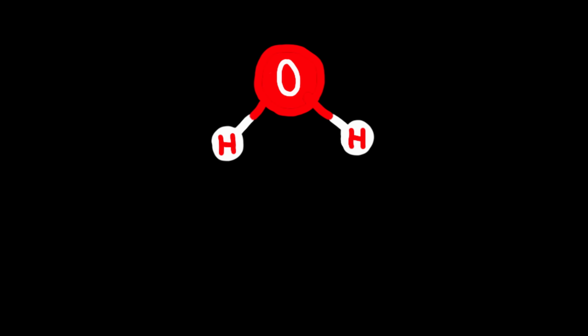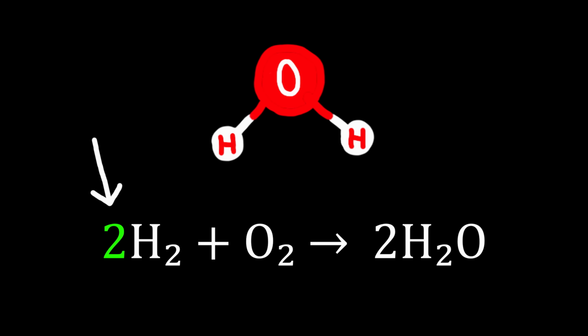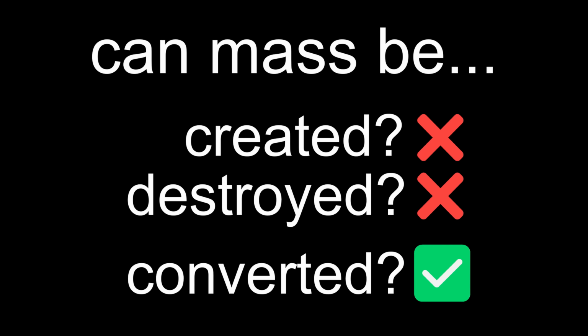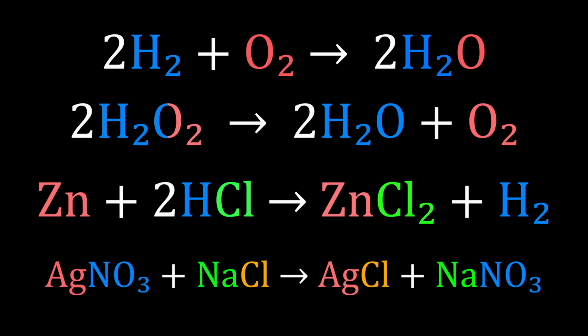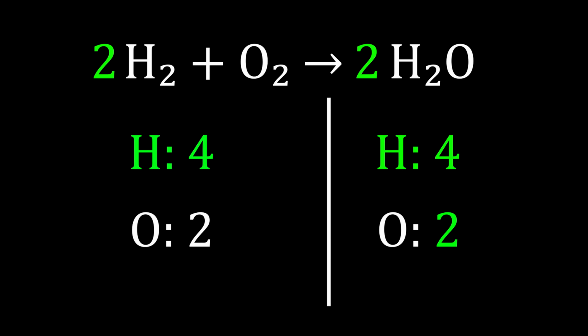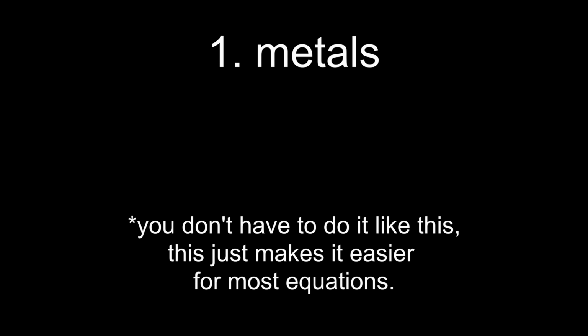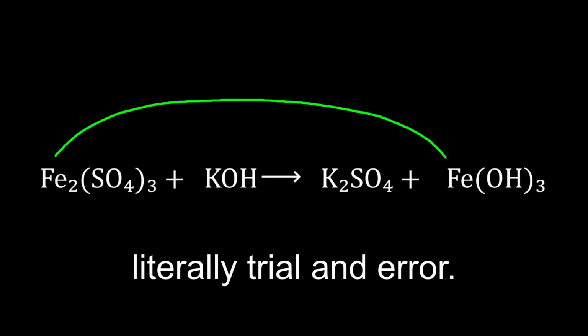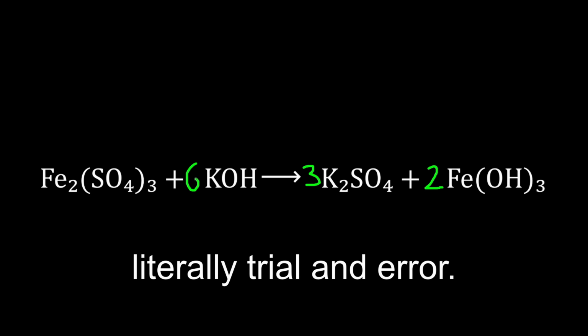Chemical reactions happen in certain ratios. For example, to produce water molecules, you need twice the amount of hydrogen compared to oxygen. This is called stoichiometry. These ratios are based on the conservation of mass, which says that mass cannot be created or destroyed, only converted. Practically, when dealing with reaction equations, you have to make sure that there's the same amount of atoms on each side of the equation, and if not, balance it out element by element. As a rule of thumb, you should balance out the metals first, then the nonmetals, and then hydrogen and oxygen at the end. But it's really just trial and error until everything is balanced.